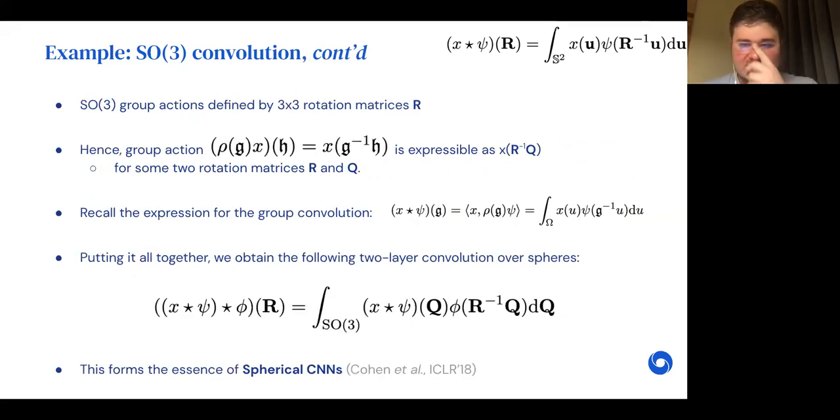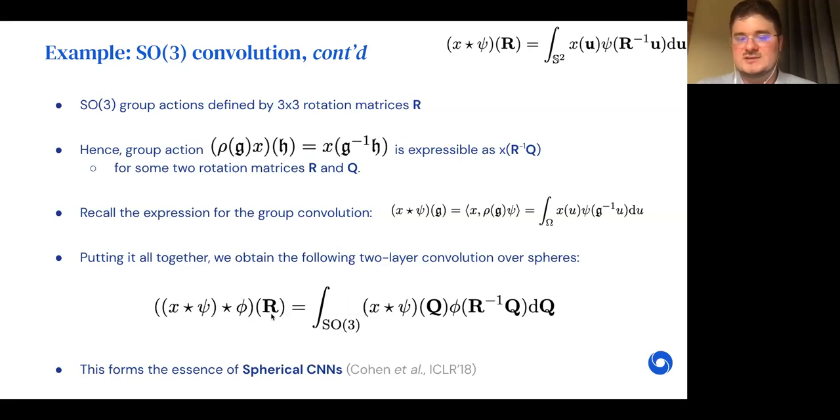So let's just spell out the maths of what's happening here. As I mentioned, we have this group action, which takes one group element and transforms it using another one. And in this case, these G and H will be rotation matrices. So we will end up with R inverse times Q for two rotations. And if you look at the expression for what the group convolution is, which I've copied here just for convenience, we can now put this all together and derive a two-layer convolution over spheres. So we had initially a signal over a sphere X convolved with a signal over the sphere psi, which now altogether gets convolved with a signal over SO3, which is phi. And that is an SO3 layer giving SO3 outputs.